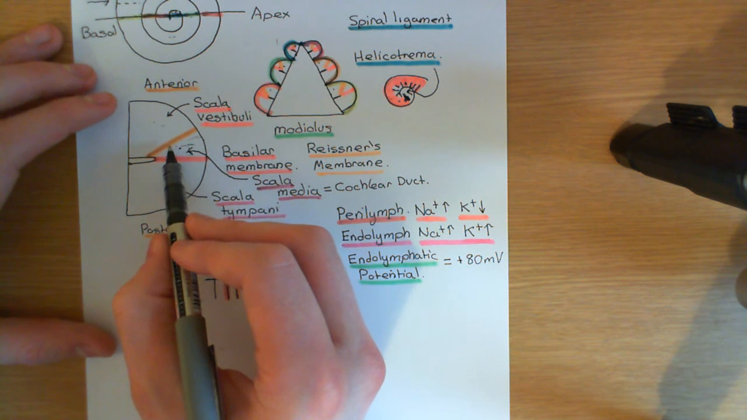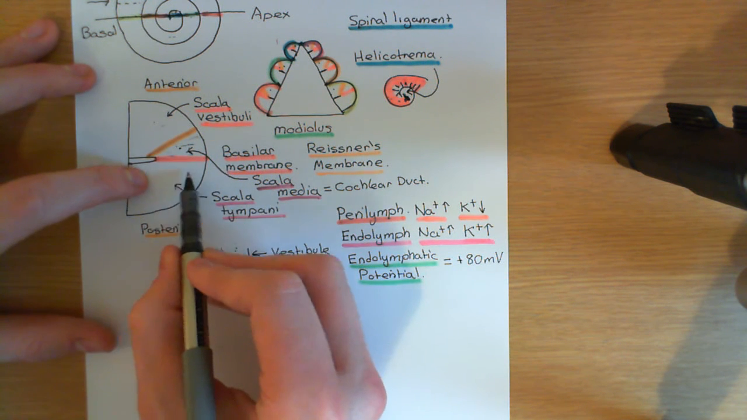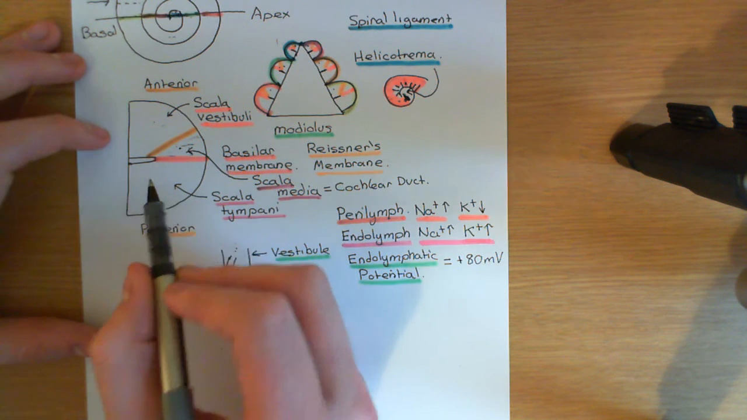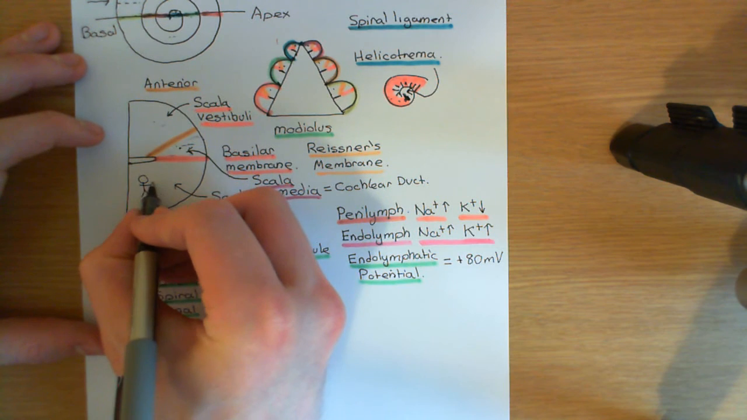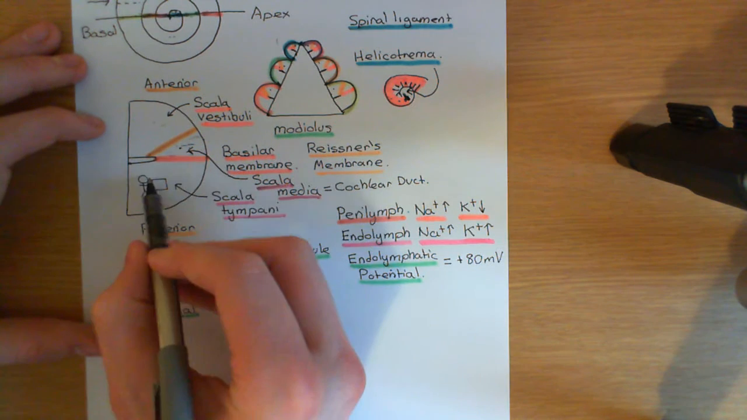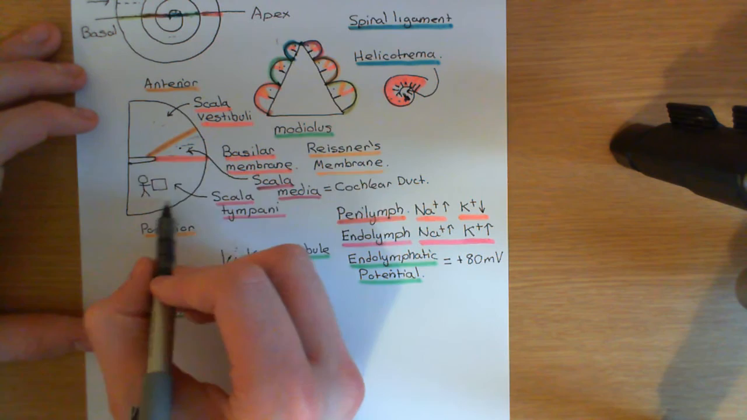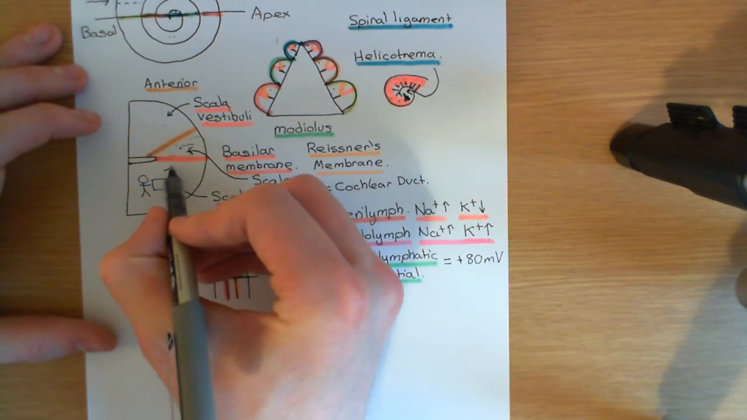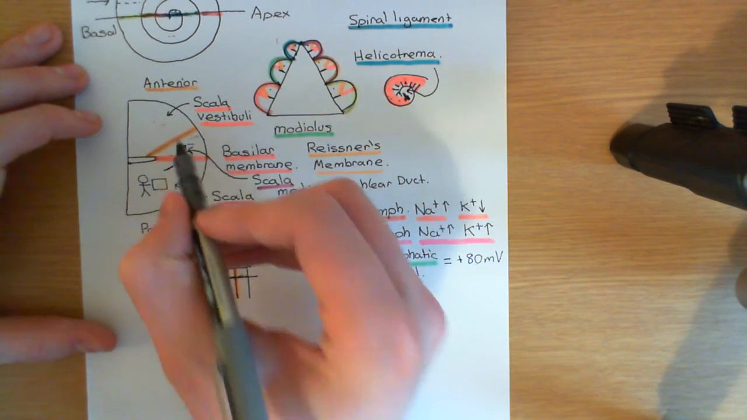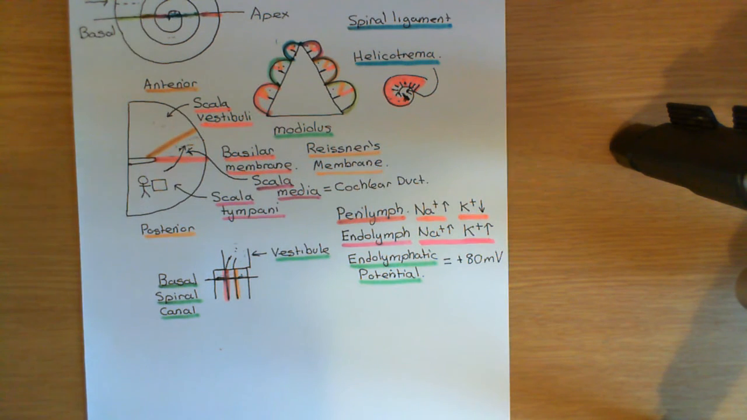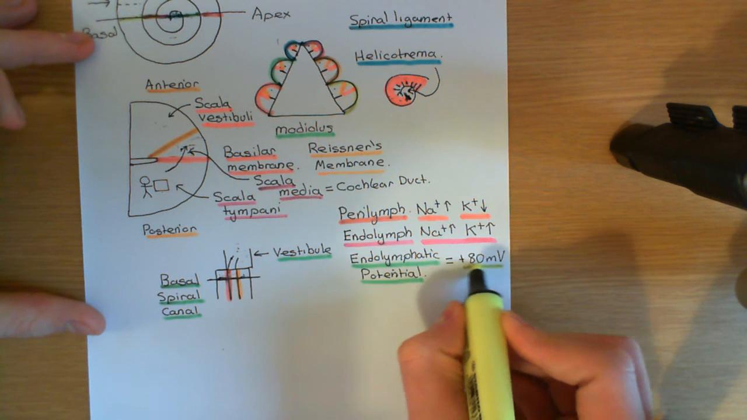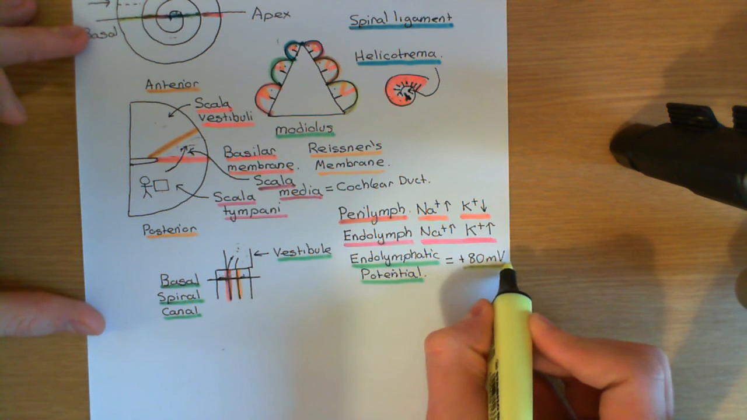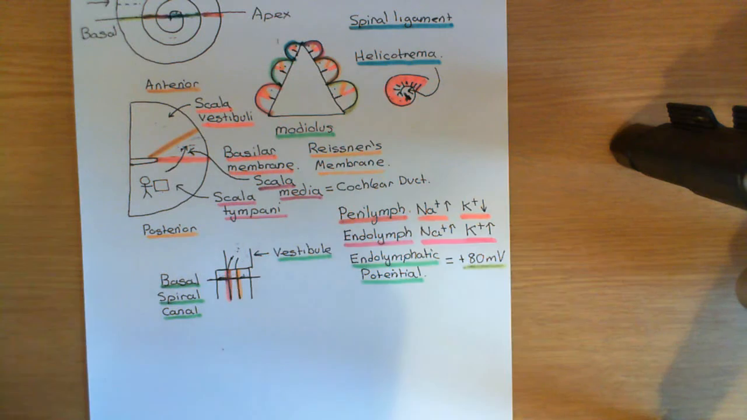So if I was a little man in, let's say, the scala tympani here with a machine for measuring electrical potential, so I might actually even draw this little man here. So here he is, he's got a machine for measuring electrical potential. He would get some number, which would be the electrical potential of the scala tympani. He could then move into the scala media here, and the number on his fancy machine here would change, and that number would go up by 80 millivolts. That is what we mean by the endolymphatic potential. The electrical potential is much higher in the endolymph than in the perilymph.